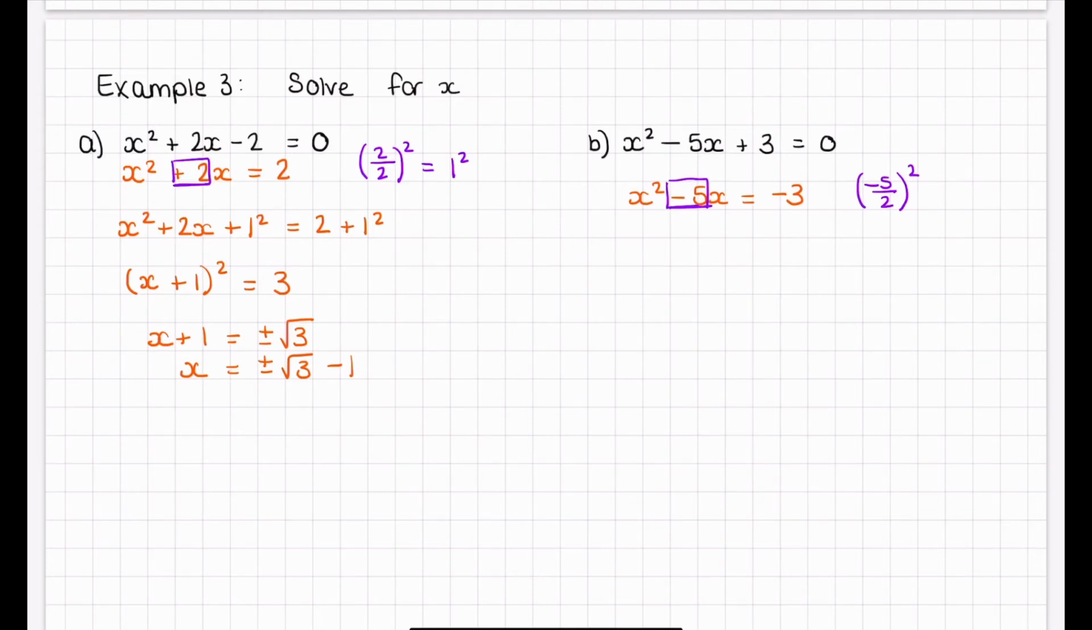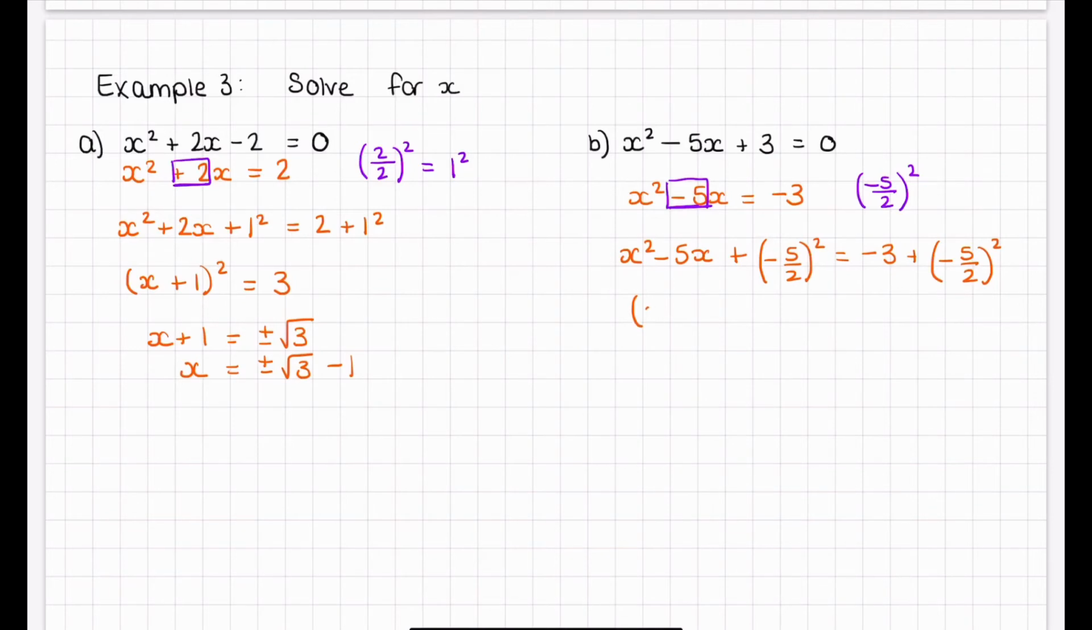Rewrite our quadratic. So we're going to have x squared minus 5x. We're going to plus minus 5 on 2 all squared equals minus 3. And then once again plus minus 5 on 2 all squared.